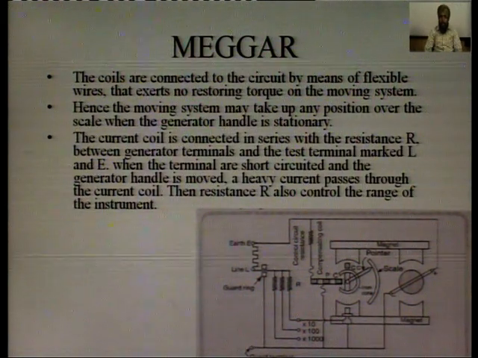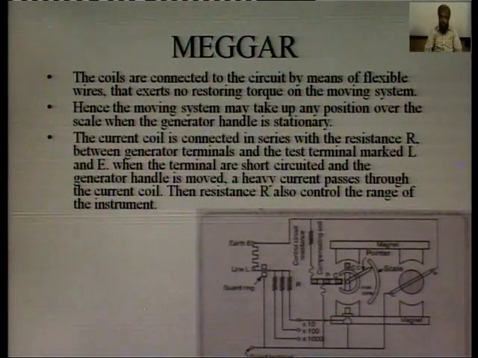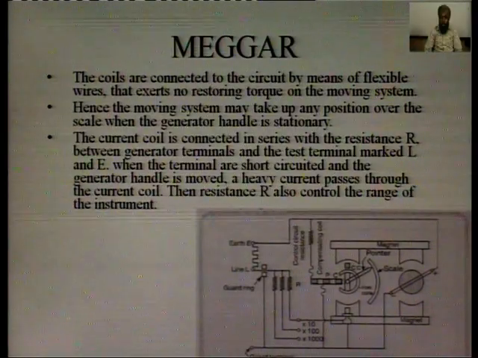Hence, the moving system may take up any position over the scale when the generator handle is stationary. The current coil is connected in series with the resistance R between generator terminals and test terminals marked L and E. When the terminals are short circuited and the generator handle is moved, a heavy current passes through the current coil. The resistance R also controls the range of the instrument.